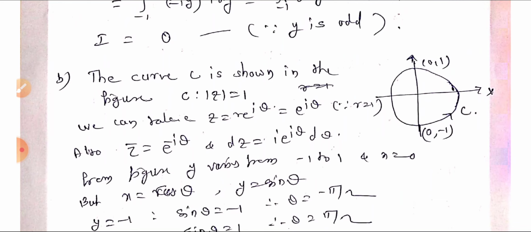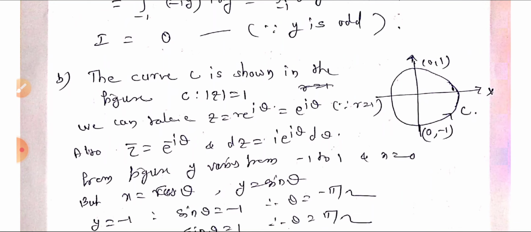Then the curve is as shown in the figure. We can take z equal to r e raised to i theta, that is r equal to 1 here, radius, so e raised to i theta, also z bar equal to e raised to minus i theta, and dz equal to i e raised to i theta d theta.